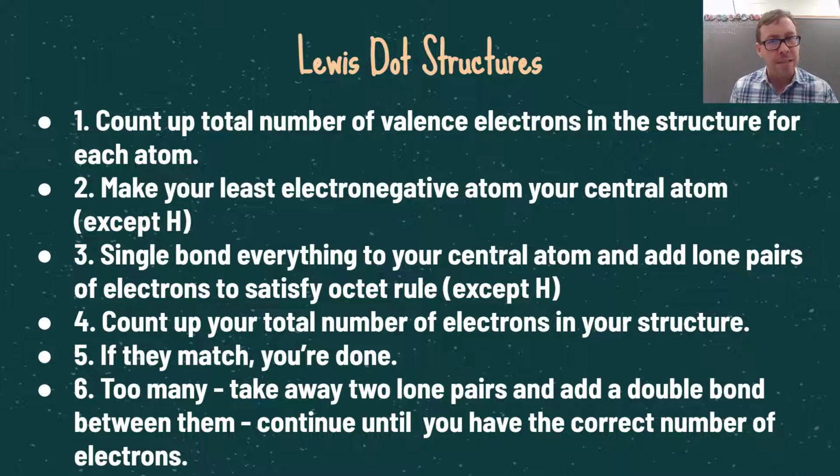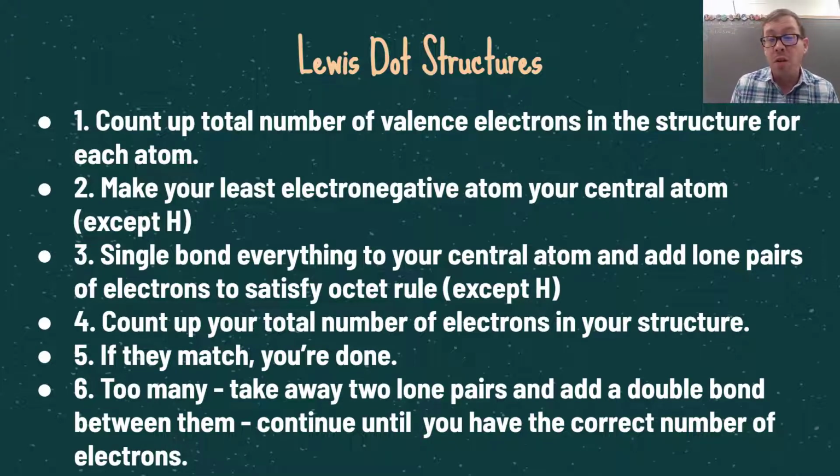Again, a couple exceptions for this we'll talk about in a moment. And then add lone pairs to satisfy your octet rule. So if something is single bonded, we're going to add 6 electrons on the outside because that's going to give it a total of 8: 2 electrons in the bond, and then 6 electrons that are in the lone pairs.